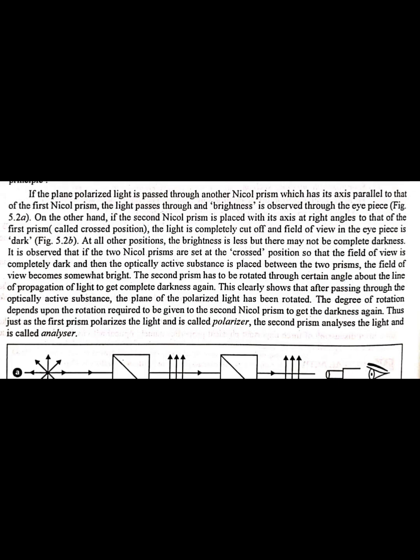that if two Nicol prisms are set at the crossed position so that the field of view is completely dark, and then the optically active substance is placed between the two prisms, the field of view becomes somewhat bright. The second prism has to be rotated through a certain angle about the line of propagation of light to get complete darkness again. This clearly shows that after passing through the optically active substance, the plane of the polarized light has been rotated.